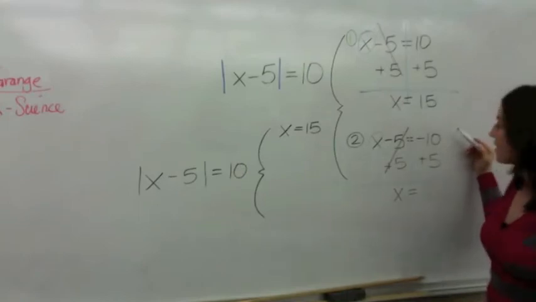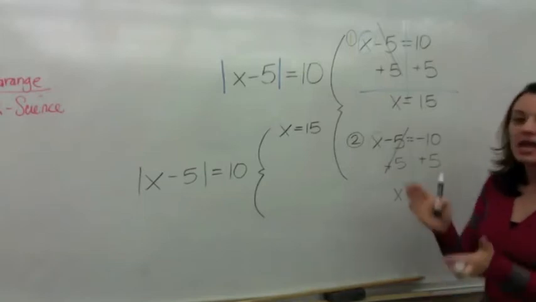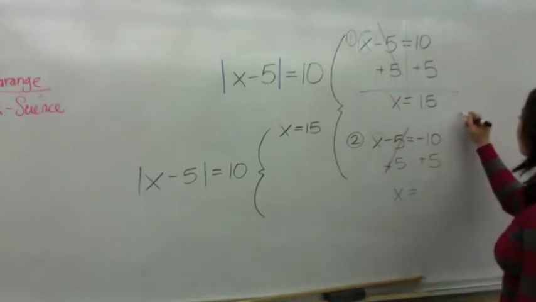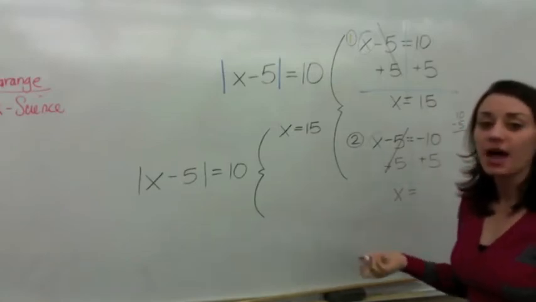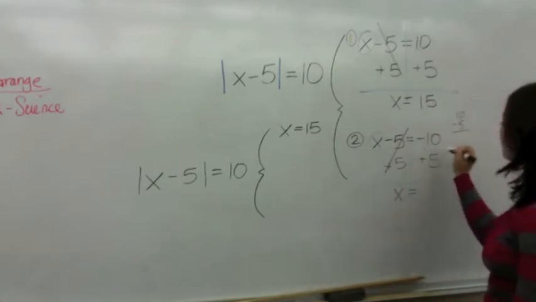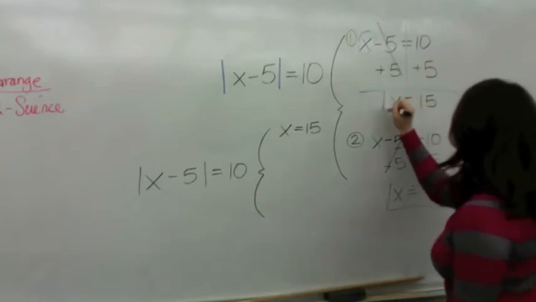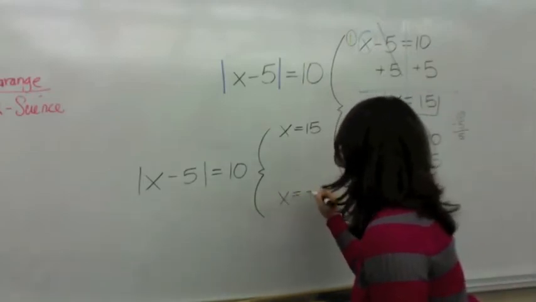So are they the same or different signs? They're different. So we say different signs, subtract. So 10 minus 5 is 5, but you have to keep the sign of the higher number, and the higher number is 10. So we write the answer is negative 5. So that's your second answer, okay? So then we write that answer right here, x is negative 5.